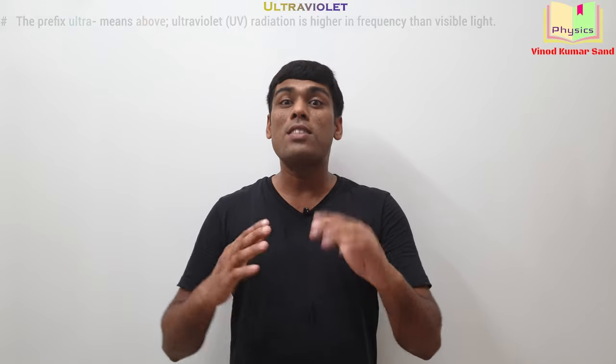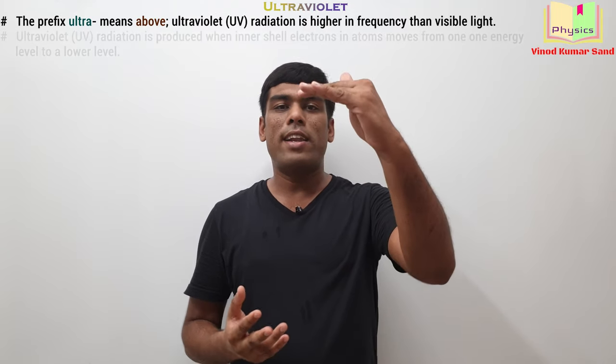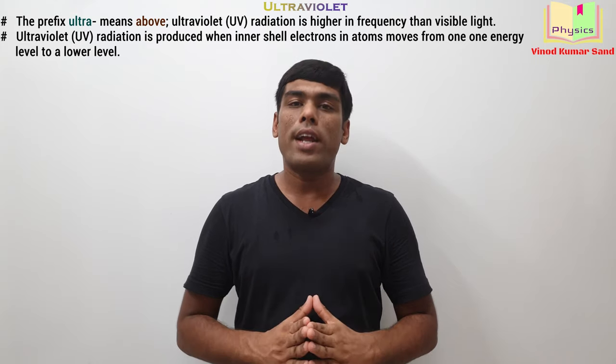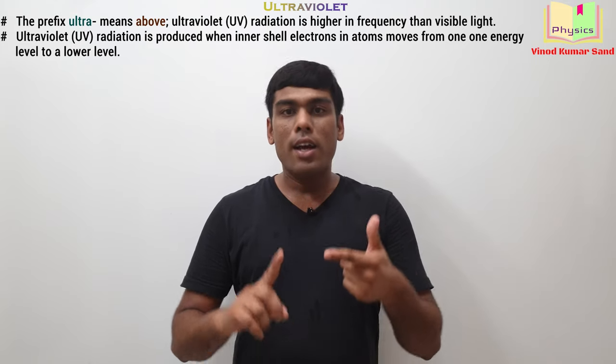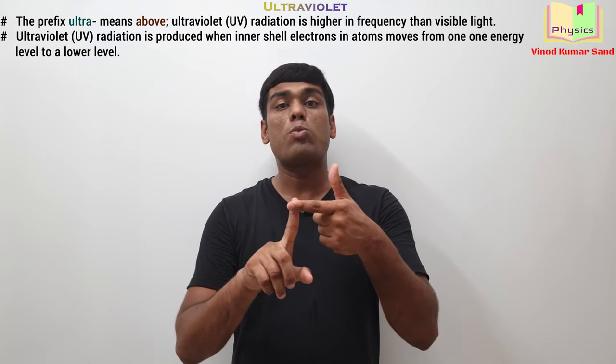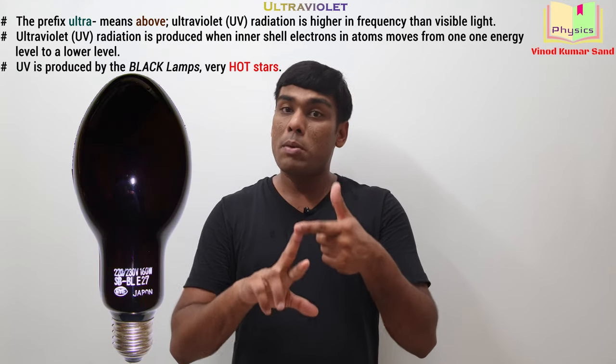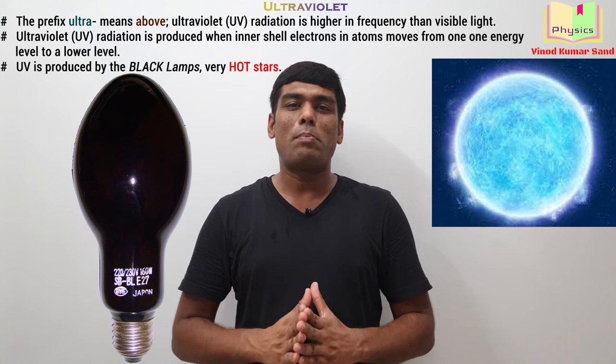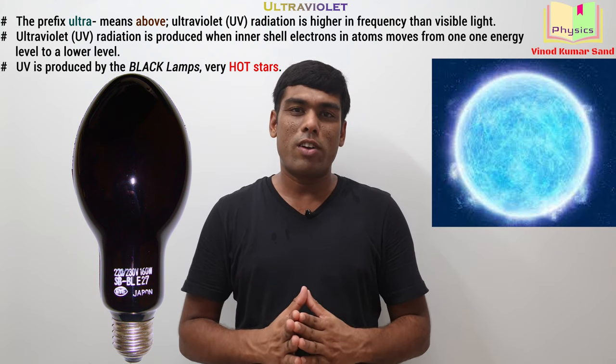Now we'll see the details of the ultraviolet. The word ultraviolet means above the violet. Ultraviolet is produced when an electron in the inner shell jumps to a lower energy state. Okay, ultraviolet can be produced by the black lamp. It can be produced by very hot stars. We'll see the variety of the applications and uses of the ultraviolet.